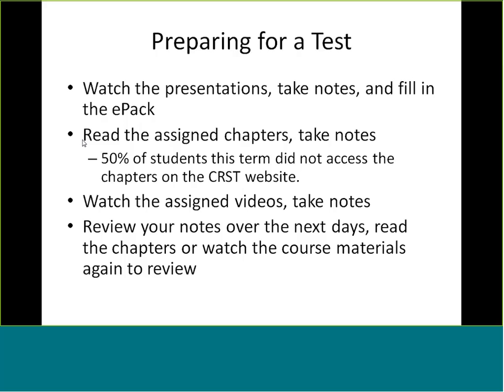After you've read the assigned chapters, the next thing would be to watch the assigned videos and take notes on them. And after you've done all of the required materials, you should be going back over and reviewing your notes over the next days. Read the chapter again.